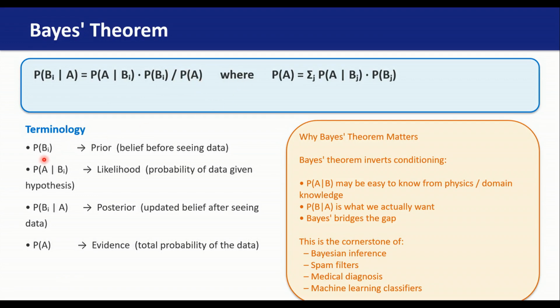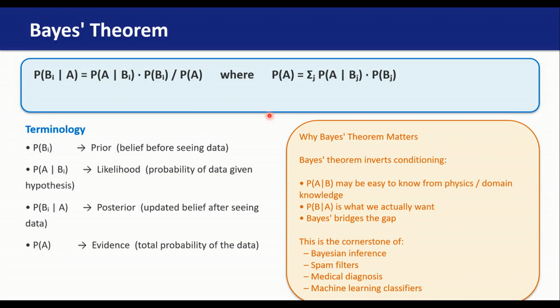P of Bi given A is the posterior. It is our updated belief about Bi after we see A. P of A given Bi is the likelihood. It tells us how likely the data A is if Bi is true. P of Bi is the prior. It is what we believed about Bi before seeing any data. And P of A is the evidence. We compute it using total probability that we talked about in the previous slides.